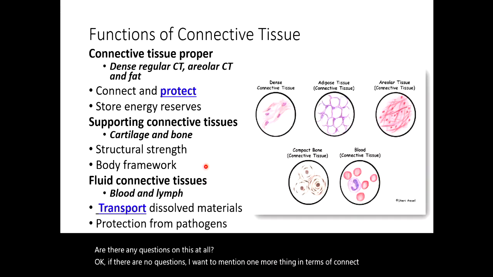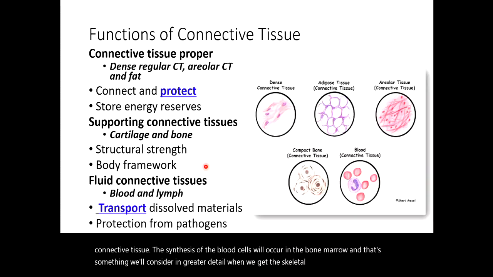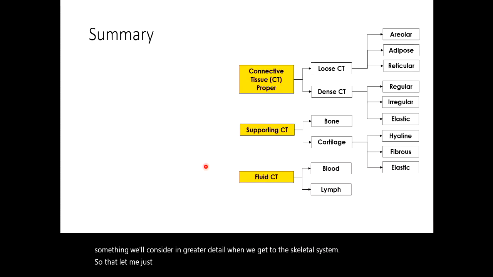supportive connective tissue. The synthesis of the blood cells will occur in the bone marrow, right? And that's something we'll consider in greater detail when we get to the skeletal system. So with that, let me just summarize what we've been discussing from yesterday.